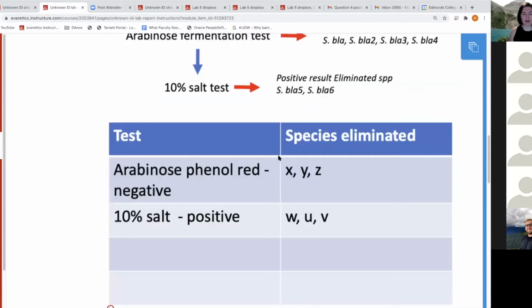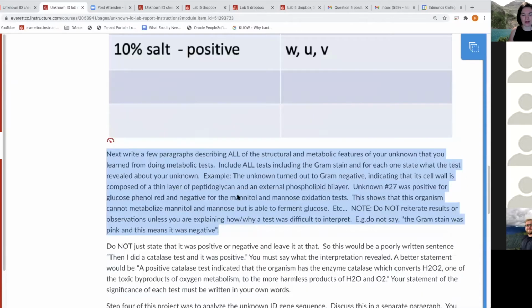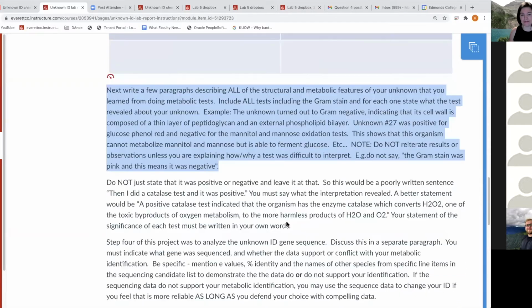Yeah, so I will accept, if the eliminations are spelled out here, then all you want to do is just walk through what each of the tests revealed structurally and metabolically without saying what the eliminations are over again. I would accept that. Yeah, that's also fine.